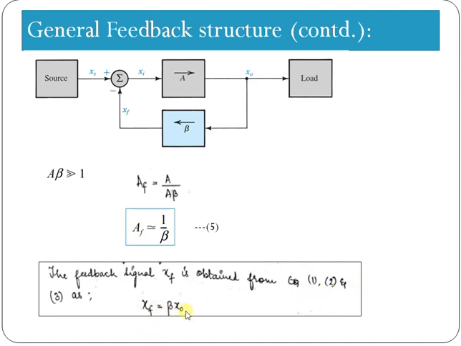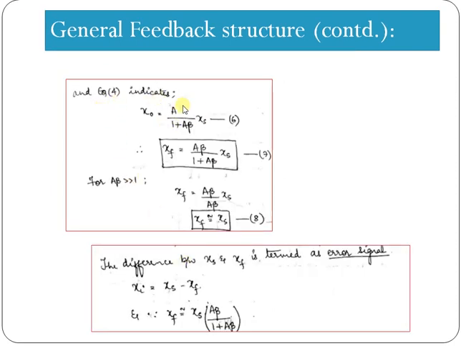Next, to compute the feedback signal XF, we use the equations 1, 2 and 3 again, and we get XF to be equal to beta times X naught, and from equation 4 we have X naught to be equal to A by 1 plus A beta into XS, and this can be seen to be equal to A beta divided by 1 plus A beta into XS, and we have XF to be approximately equal to XS, which implies that the input signal, that is Xi of the basic amplifier, is reduced to 0. So if you are going for a large amount of negative feedback, then the feedback signal, that is XF, will be an exact replica of the input signal XS.